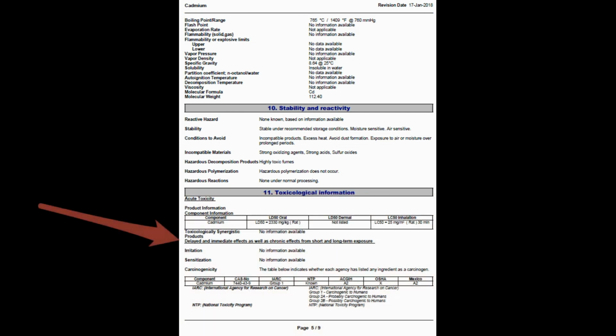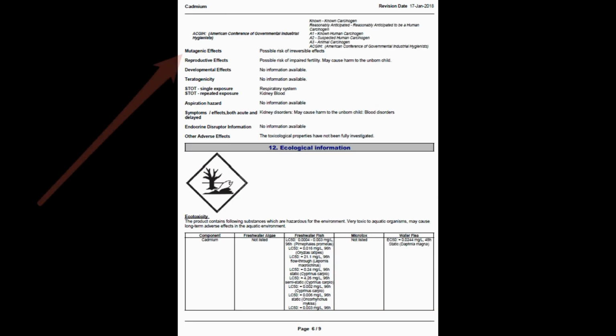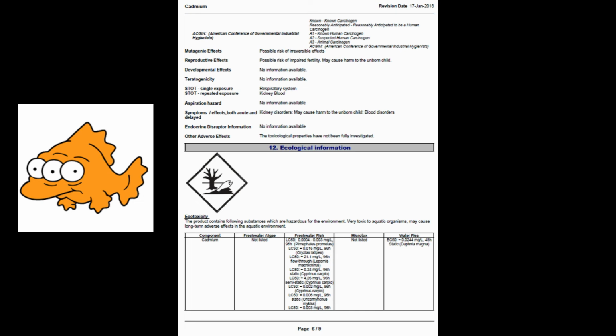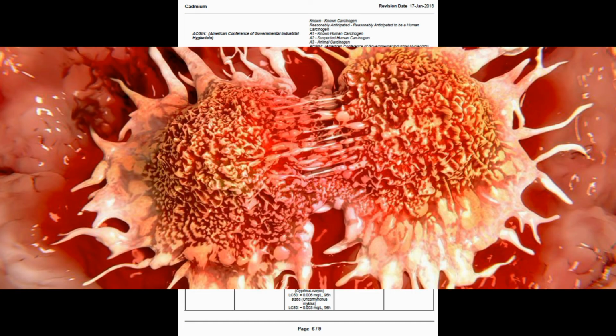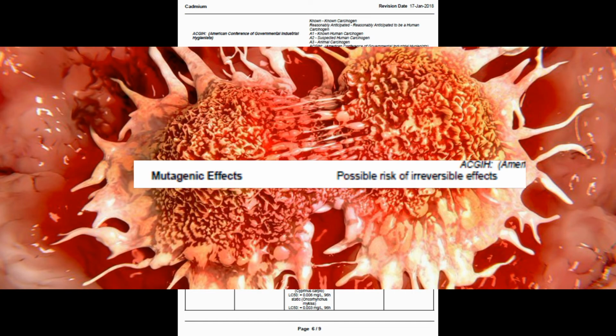But if we keep reading into toxicology, you're also going to look down here at delayed and immediate effects as well as chronic effects from short and long-term exposure, meaning acute and chronic. Keep looking on page 6. Mutagenic effects. Yes, this is how you get the three-eyed fish in the Simpsons power plant lake. Except this isn't talking about a cartoon or even the environment. This is talking about you in your body. It could have irreversible effects inside of your body.